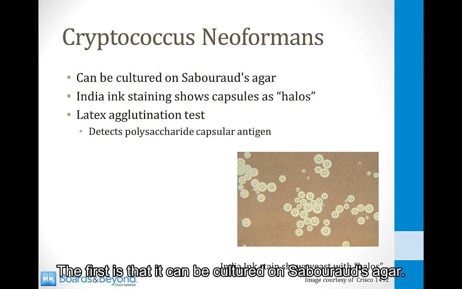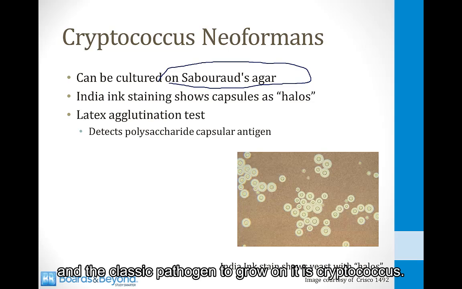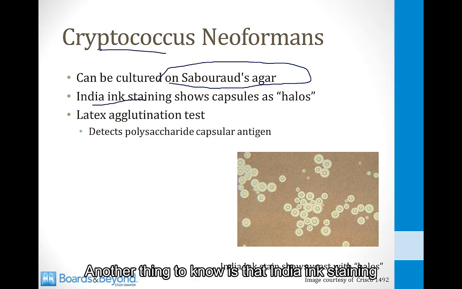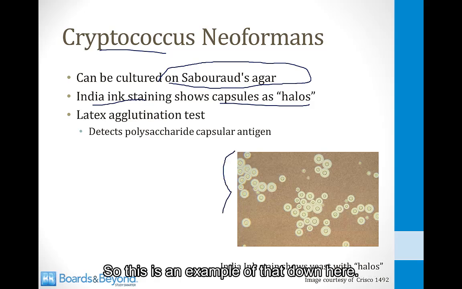The first is that it can be cultured on Sabouraud agar, and Sabouraud agar is a growth medium used for yeast and fungi, and the classic pathogen to grow on it is Cryptococcus. Another thing to know is that India ink staining of Cryptococcus samples will show capsules with halos. So this is an example of that down here.